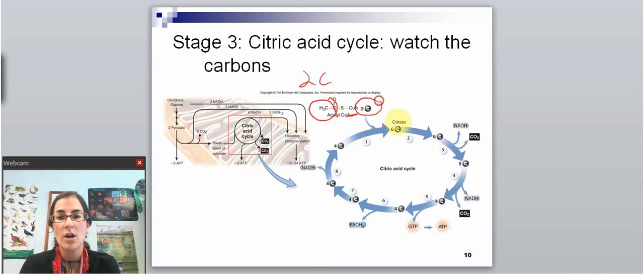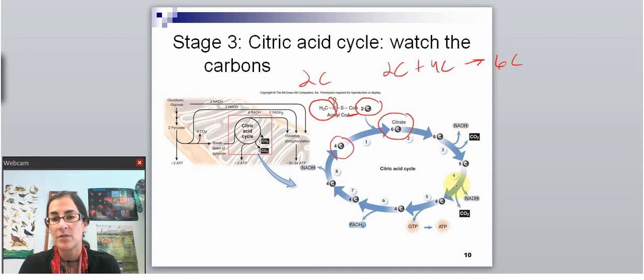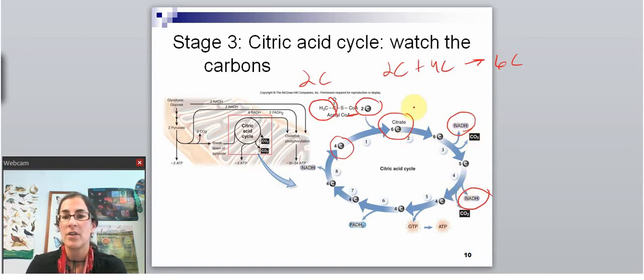So those 2 carbons are going to get attached to the 4 carbons of oxaloacetate. So 2 carbons plus 4 carbons is going to give us a 6-carbon molecule, which is citrate. A series of redox reactions are going to occur. How do I know this is a redox reaction? Here's NADH, here's NADH. At the same time that there's the redox reaction, a CO2 is broken off. So if I take a 6-carbon molecule and break off a CO2, that leaves me with 5 carbons.